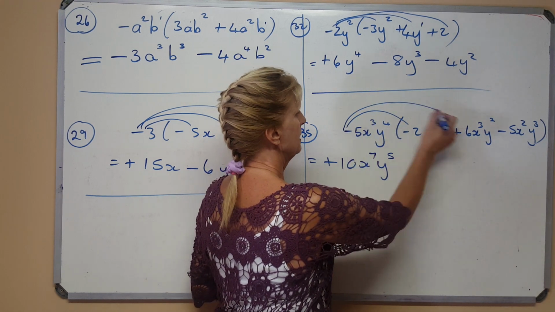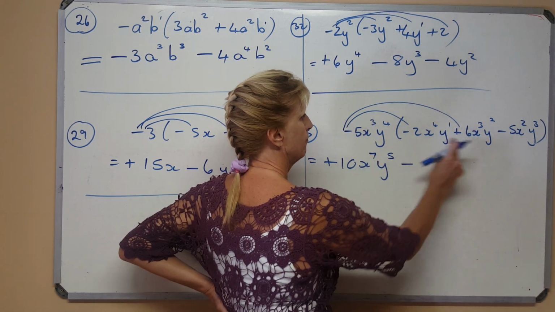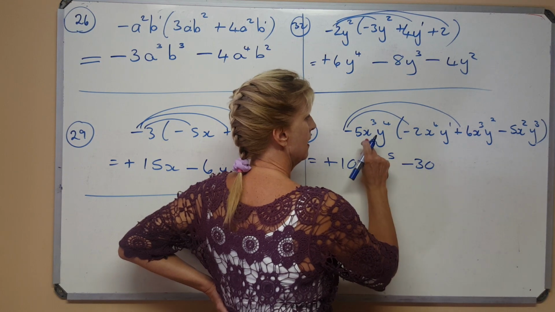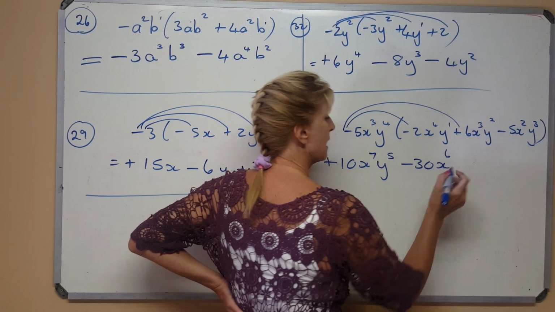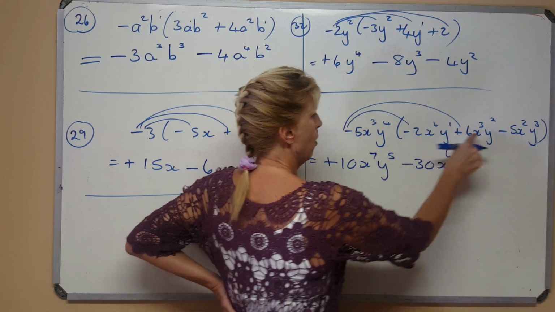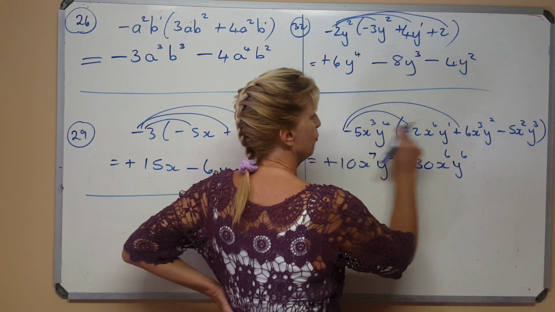So again, minus times a plus is a minus. 5 times 6 is 30. X's go together, add the exponents. 3 and 3 gives you 6. Add the exponents. Y add exponents gives you 6. 4 plus 2 is 6.